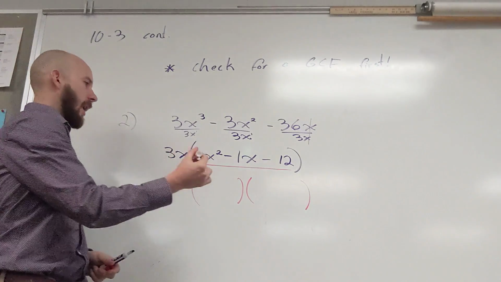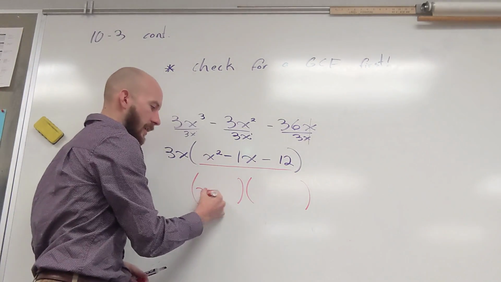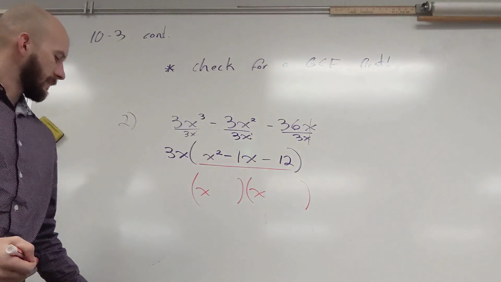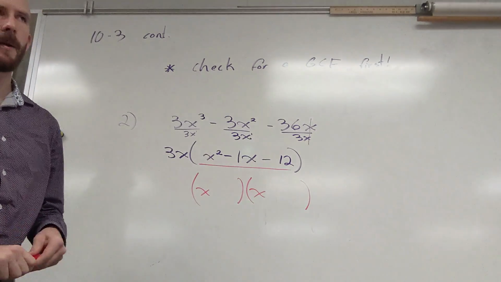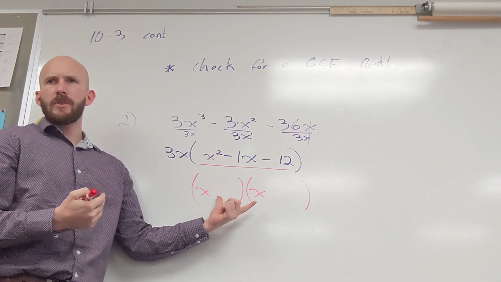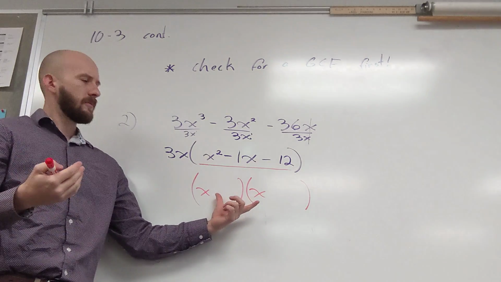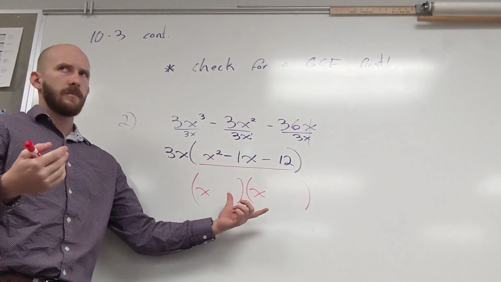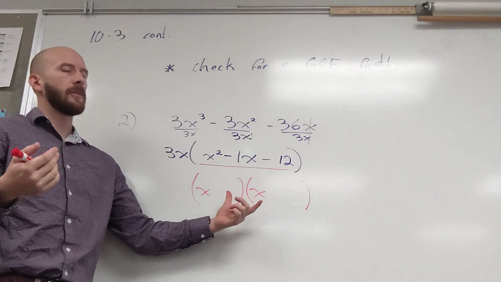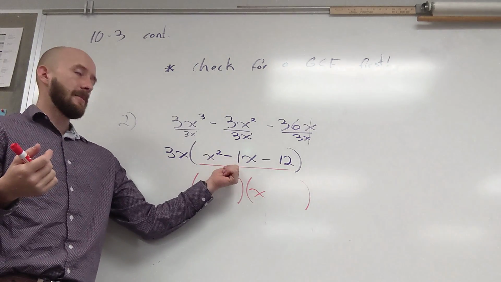Okay. I know the first thing has to be x in each one because that's how we get the x squared. Then what am I looking for in these two numbers? What do they have to do? Add up to... no, add up to 1, no? They have to add to be -1.